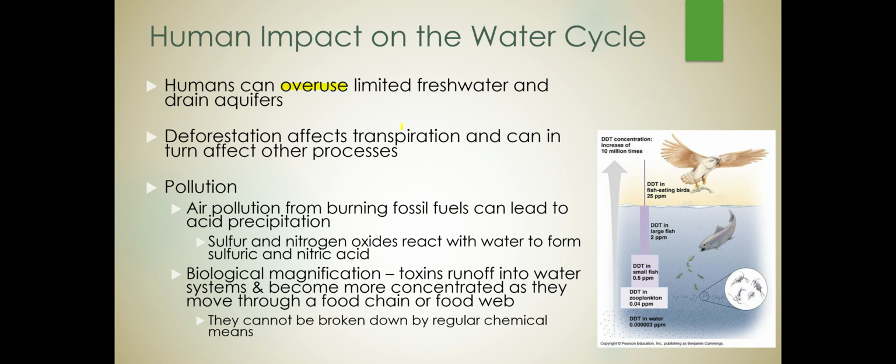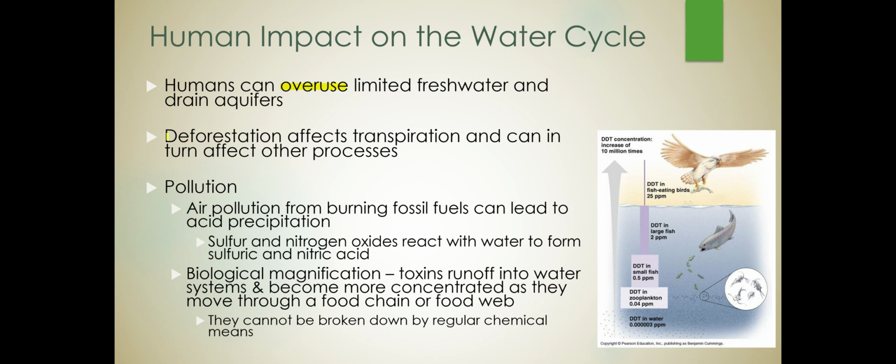Now, obviously water is very abundant, but fresh water is not usable fresh water. And so what will happen is a lot of times we can overuse that fresh water that's available. We could pump out too much groundwater, and what can happen is we can drain aquifers. It can lead to land sinking in, called land subsidence. There's all kinds of things that can happen.